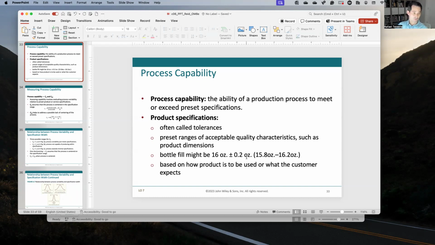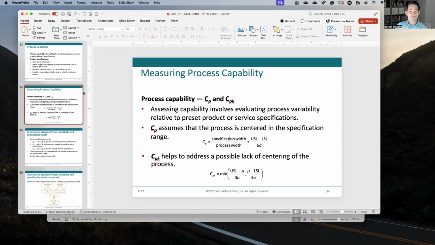The same happens to nuts and bolts and tires and windows and doors and everything that companies produce, screens, computers. They have to be within very defined specifications, otherwise they don't fit what they were designed for. We have two measures to determine process capability of machines or in a production process.